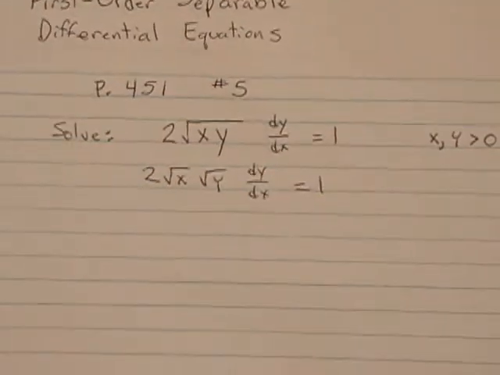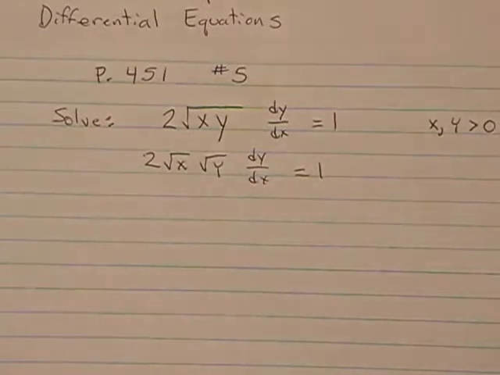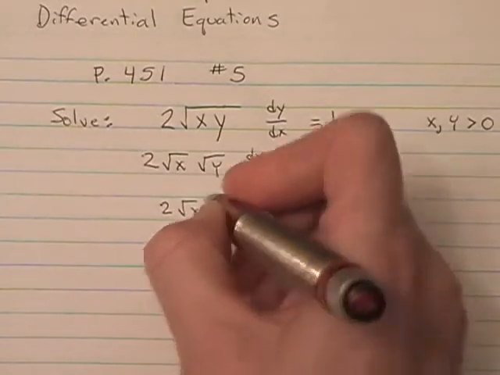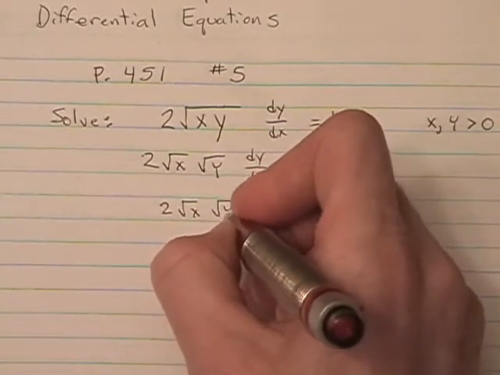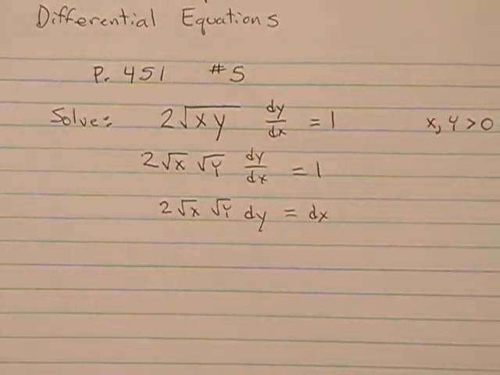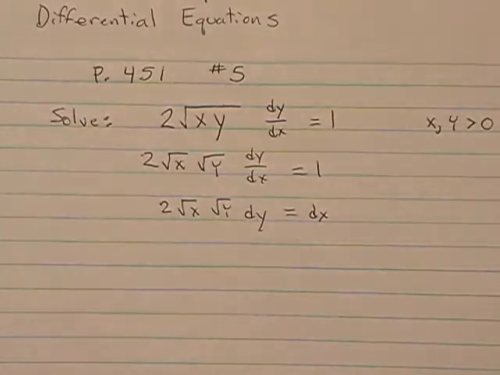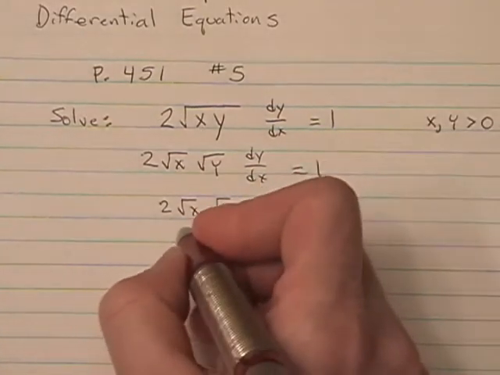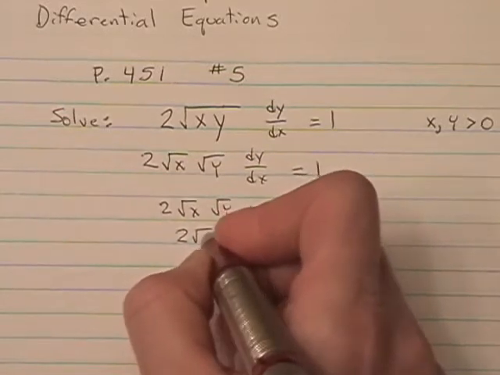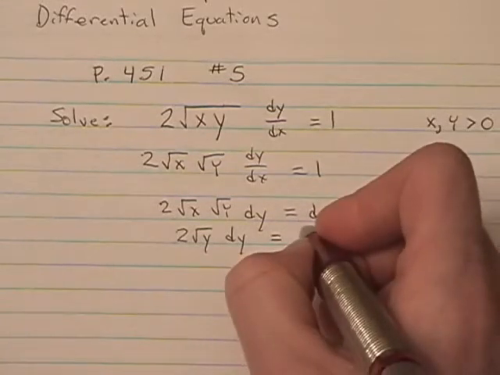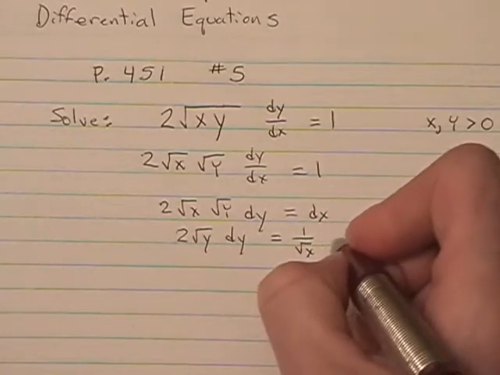Now I'll do the algebra in a couple of steps here. First, I'm going to multiply both sides by dx, and that'll give me 2 square root of x, square root of y, dy equals dx. And then I am going to divide by the square root of x. So on this side, I'll end up with 2 square root of y dy, and then over here I'll end up with 1 over the square root of x dx.